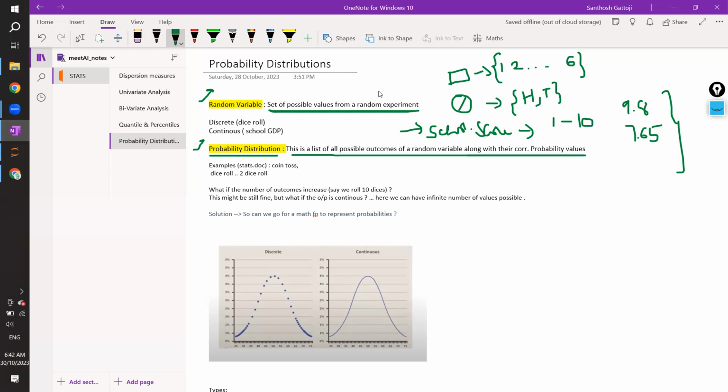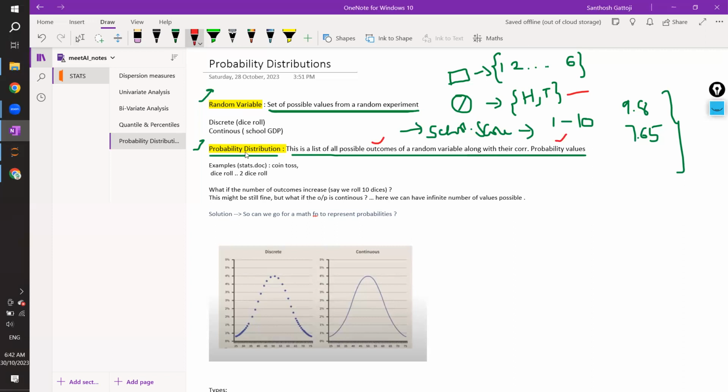For example, if I toss a coin, what are the possible values? Heads and tails. Agree? The possible values are heads and tails. But heads will also have some probability, and tails will also have some probability. So if you show the possible outcomes and also the probability values, then you have a probability distribution.